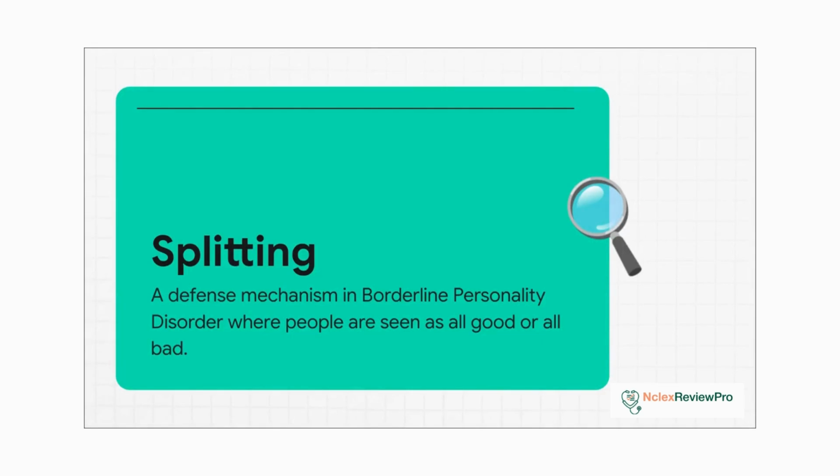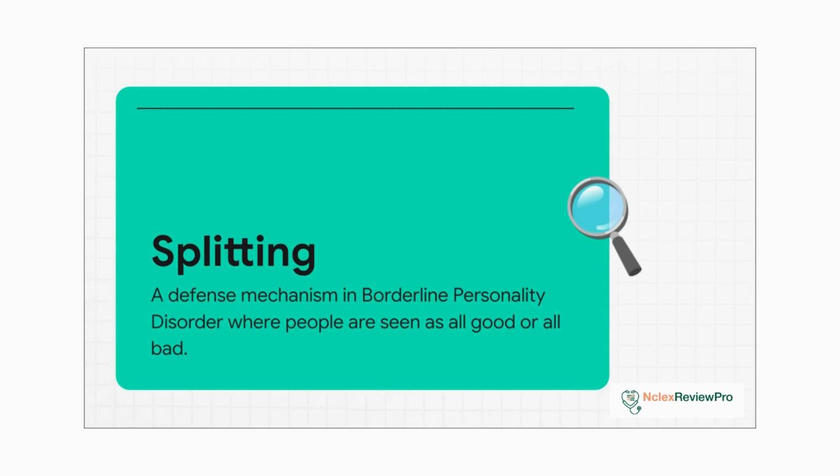Okay, let's drill down on one specific concept that you will definitely see, especially on exams. It's called splitting, and it's a hallmark of borderline personality disorder from that Cluster B. Think of it as black and white thinking. There's no gray area. To the patient, you are either a saint or you are a monster.